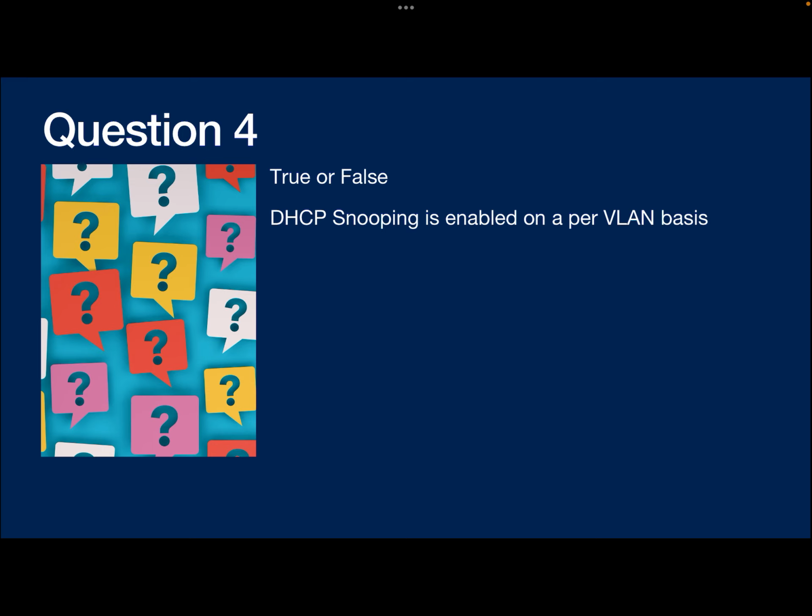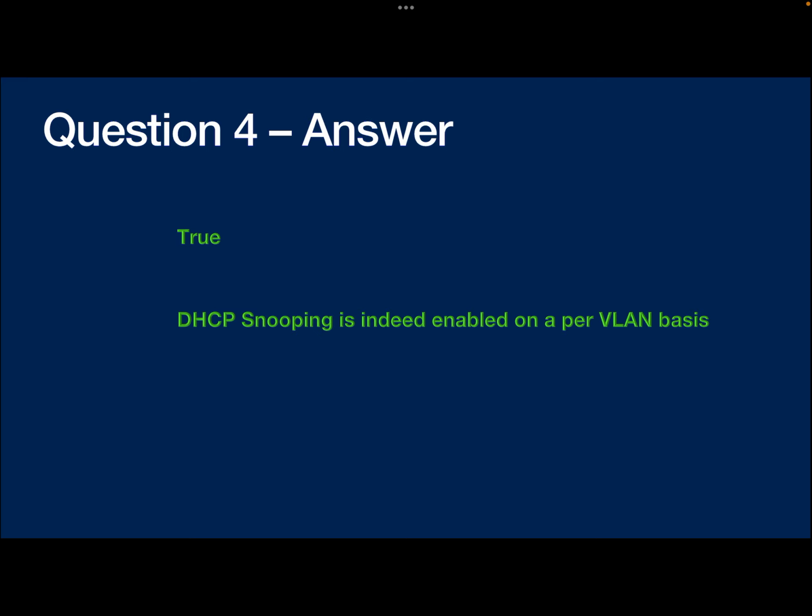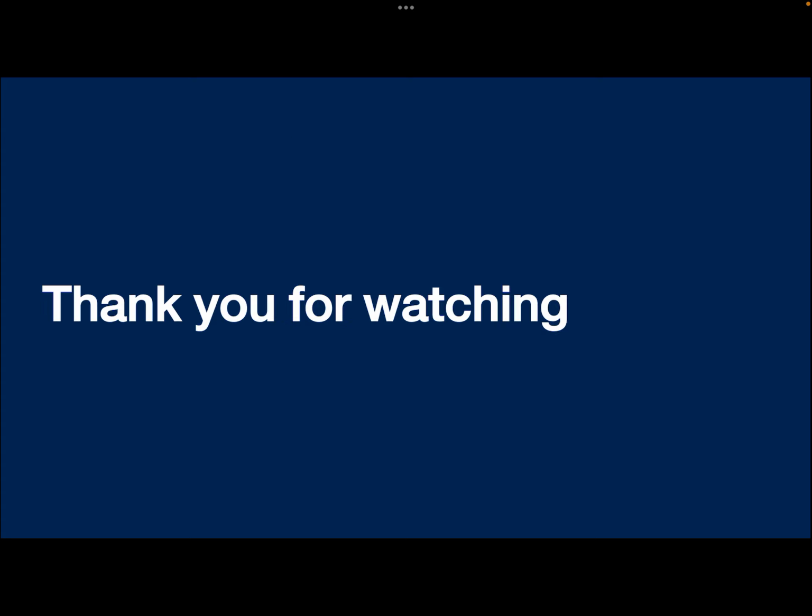Okay, so let's have a look at the answer. And the answer is true. DHCP snooping is indeed enabled on a per VLAN basis. So that brings us to the end of this video.